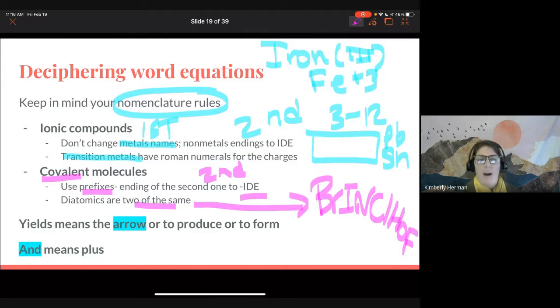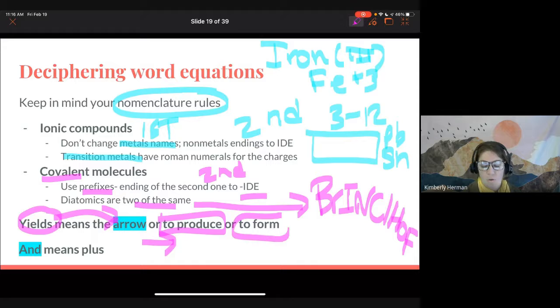As we decipher these word equations, yields means our arrow in between our reactants and our products. It could also look like to produce or to form. And if you see and, that just means plus. So if we see sodium and chlorine, we would have Na plus Cl. And we know that Cl is a diatomic, so it would not only be Cl, it would be Cl2.